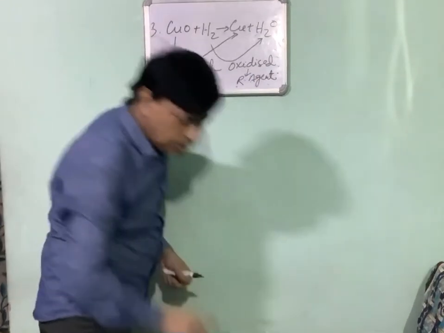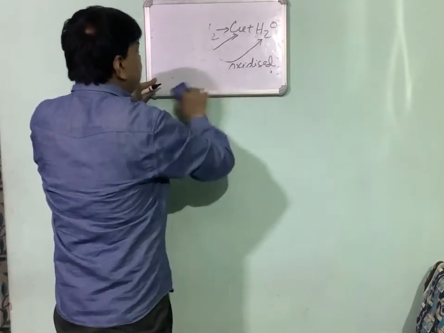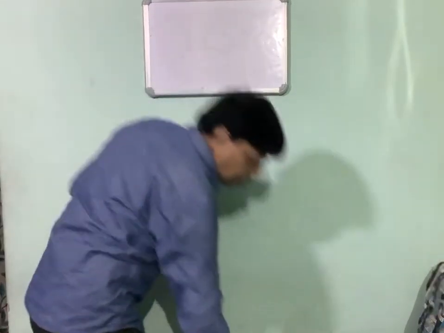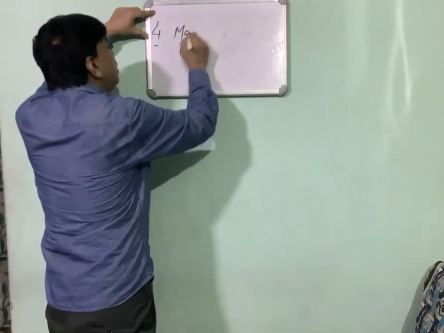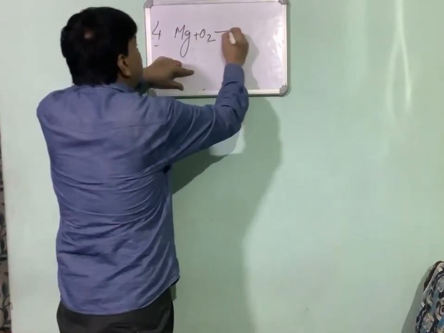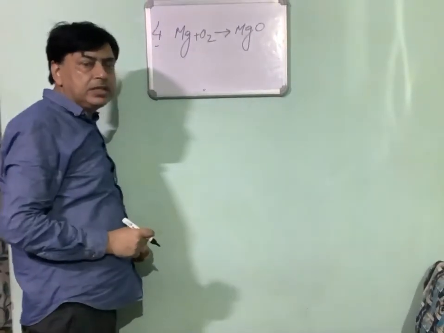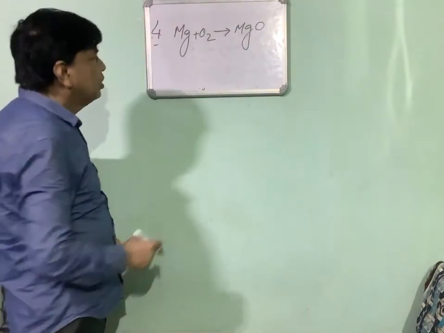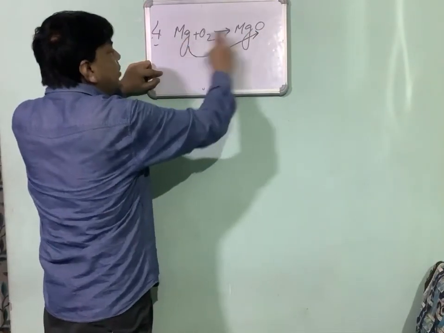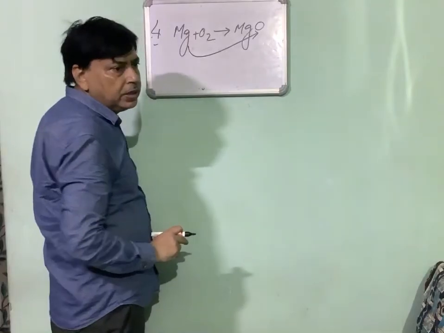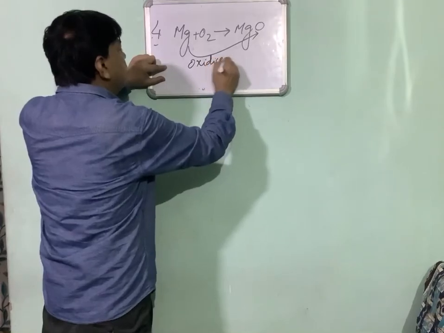Now the fourth example. Let's suppose in the fourth equation, magnesium ribbon is burned in the presence of oxygen, which gives magnesium oxide. Which substance is oxidized and which is reduced? See here, Mg to MgO. Here magnesium gains oxygen. Gain of oxygen is called oxidation. So Mg is oxidized to MgO.